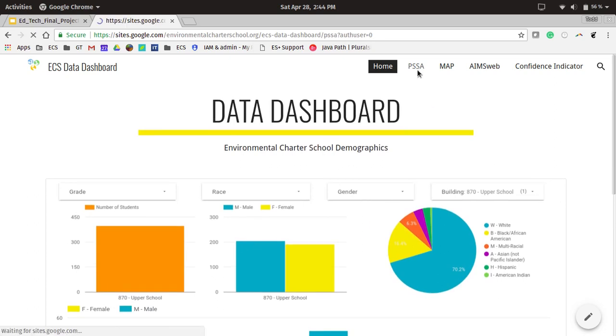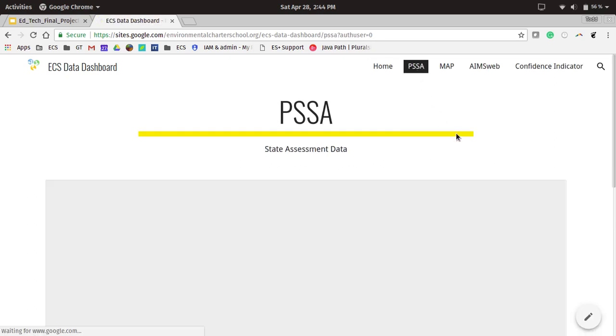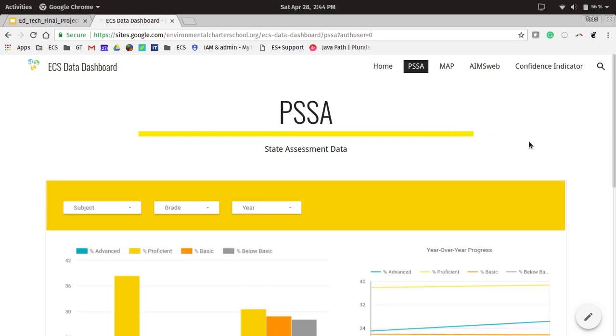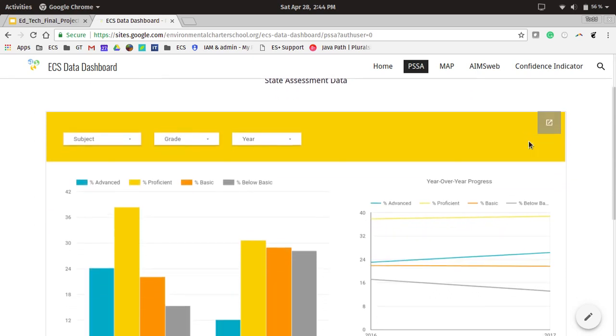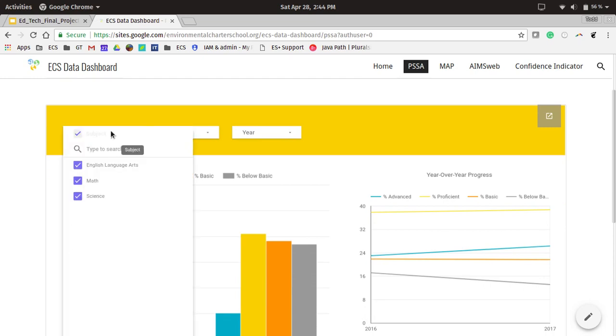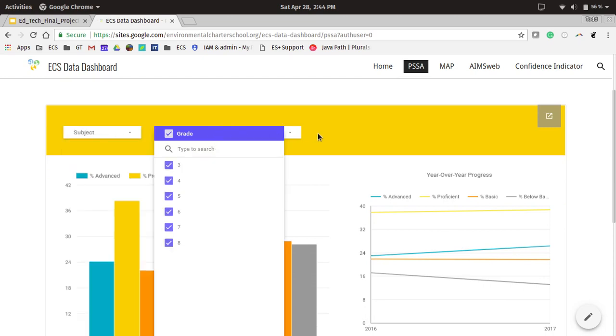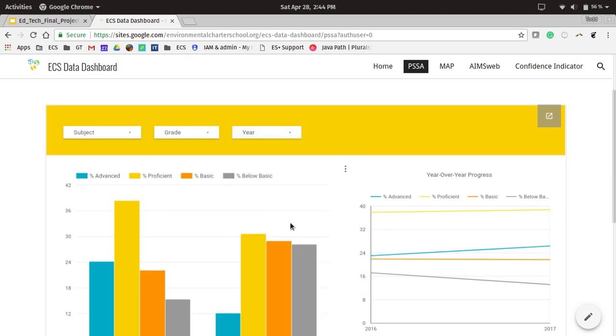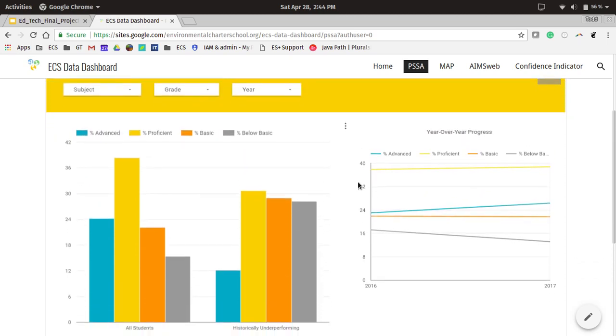I'll pop over here into PSSA. This is a state assessment given by the state on an annual basis. And with these visuals, just as on the last page, you're able to narrow things down or look at them on the whole. And one of the things I like here is this gives us a year-over-year indicator. So this was 2016 on this side. On this side was last year's test results, 2017. As 2018 results come in, those will also be placed on this graph.